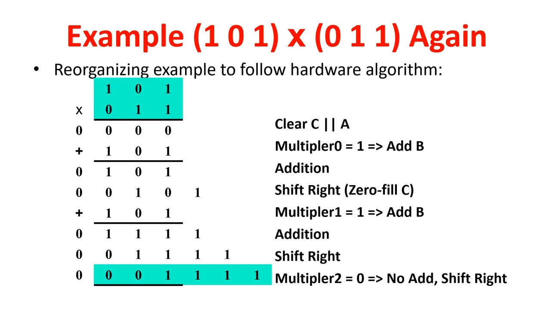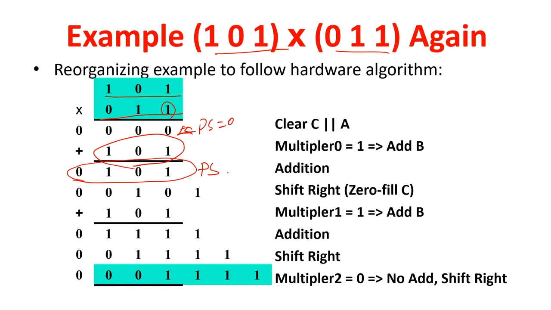For the same 101 and 011 example, what are the steps we follow? We reorganize the example to follow the hardware algorithm. It is the same 101 and 011. The first digit is 1, so we start with the initial partial sum. This is C and A, where A holds the result. The partial sum is initialized to 0, and this is the first partial sum.